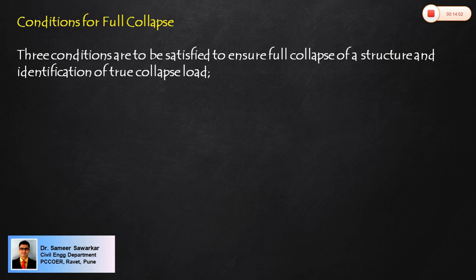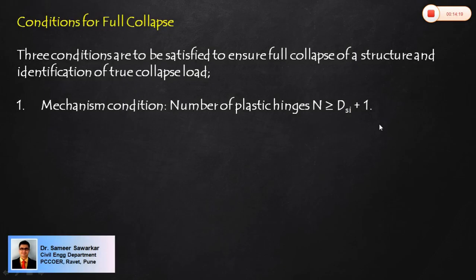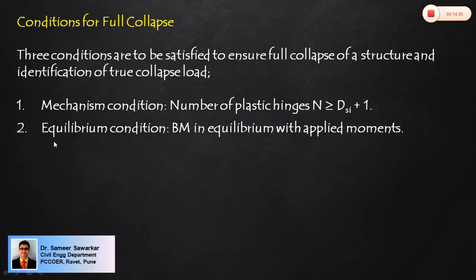Some very important discussion: conditions for full collapse. Three conditions are to be satisfied to ensure full collapse of a structure and identification of the true collapse load. So what are those conditions? Number one, mechanism condition. Number of plastic hinges N should be greater than or equal to at least degree of static indeterminacy plus 1. The second condition is equilibrium condition, that is bending moment in equilibrium with applied moments.